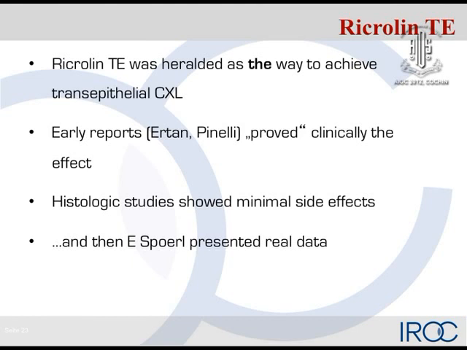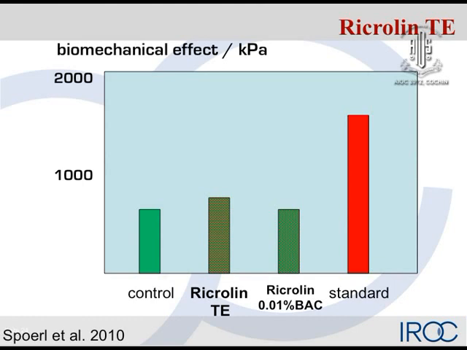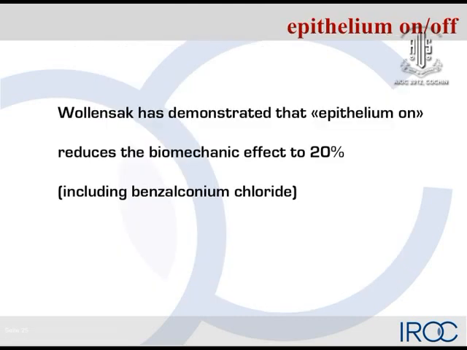And the nice thing is, at the Milano meeting of cross-linking in January last year, many Italian groups showed histologically that there were only minimal side effects. And then Dr. Spoerl from Dresden presented his experimental data. This is the control biomechanical effect in kilopascal, and this is the standard cross-linking. Then he used Ricrolin TE in rabbit and pig corneas, with 0.1% benzalkonium chloride, and you can see there's nearly no effect. Of course, then we didn't have side effects because there was no main effect, and that's where we are standing today with the transepithelial approach still.